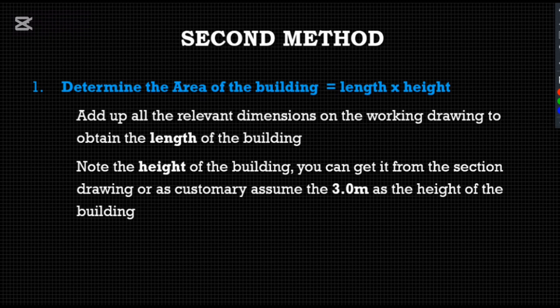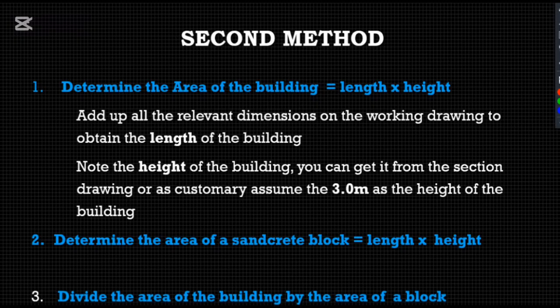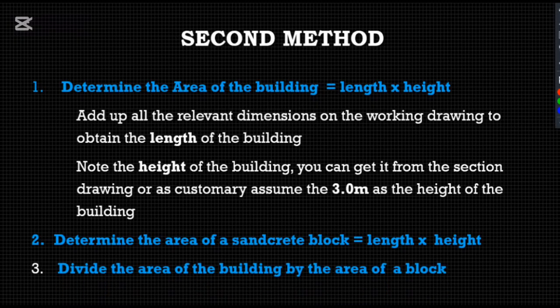Having done that, you go to step number 2. Determine the area of the concrete block. That is the block, whether it be 9 inches, 6 inches, or 5 inches. Like I told you, the area remains the same, but the only difference is in the thickness. So determine the area of the concrete block, which is, again, length times width. Number 3, divide the area of the building that you just obtained by the area of the block. And that gives you the number of blocks you need for the project.